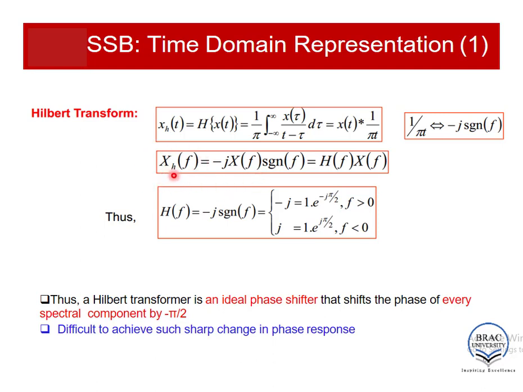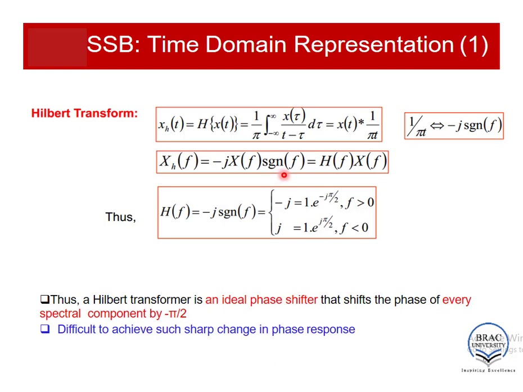So what is X_h(f)? Simply, X_h(f) is the multiplication of the original spectrum X(f) with minus j and sgn of f. Now the question is, what is sgn of f? It is simply the sign of f. This sign means the positive or negative sign. So when the frequency is positive, sgn f is +1. When the frequency is negative, sgn f is -1. Simply the sign of the frequency.